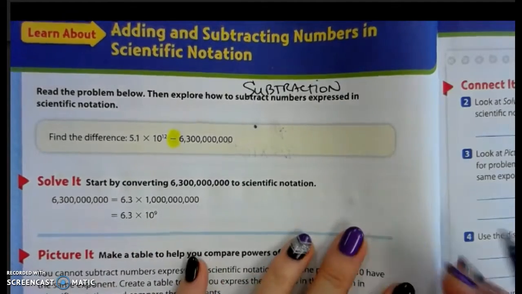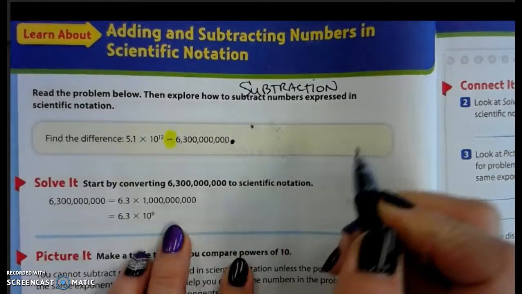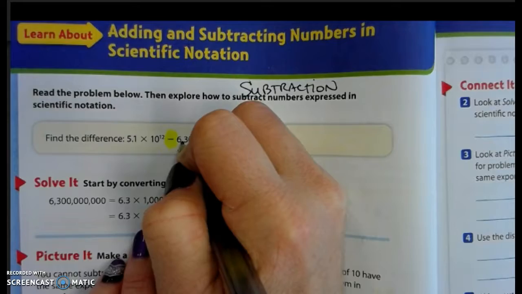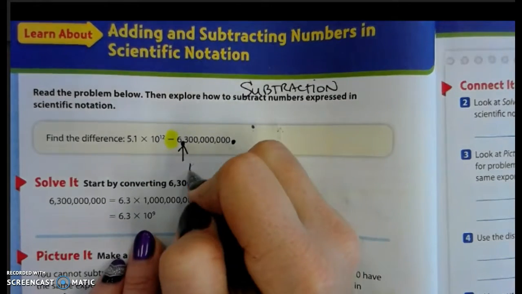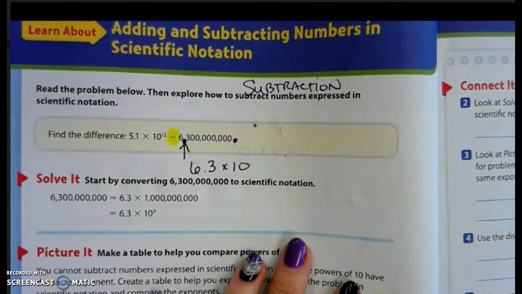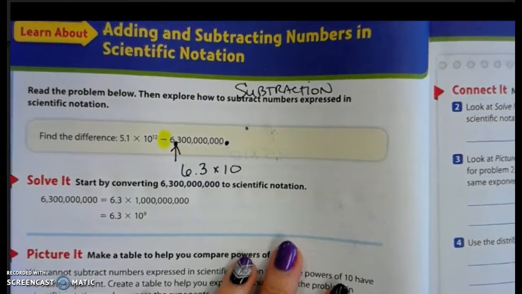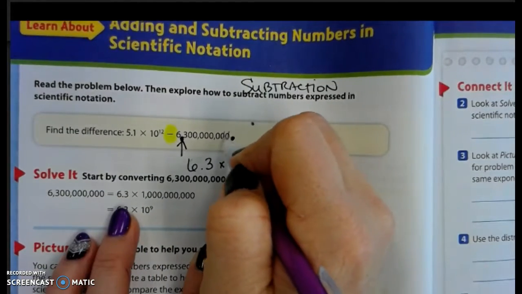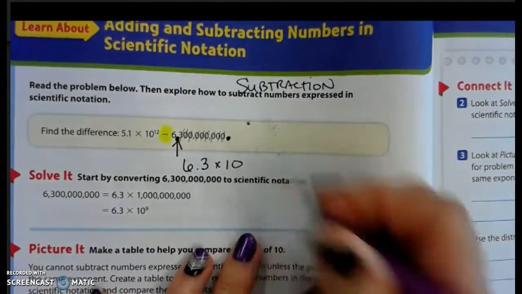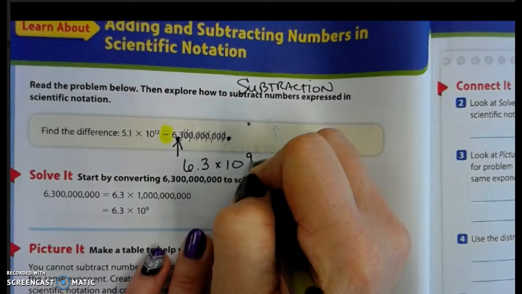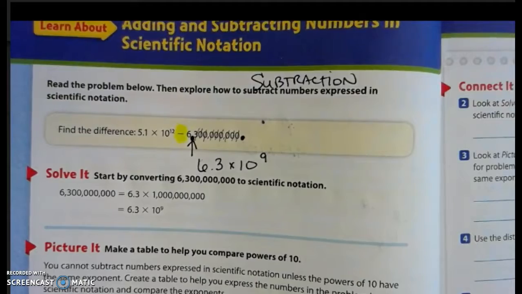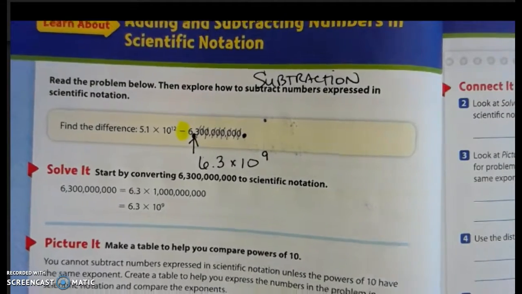They kind of do it the long way. I know the implied decimal is at the end. I want to move my decimal to make it 6.3 as the constant. Now my base 10 will account for all of those place values that I need to shift my decimal. I'm going to count 1, 2, 3, 4, 5, 6, 7, 8, 9. Because my number was greater than 1, it is a positive 9. And my second number is 6.3 times 10 to the 9th in scientific notation.